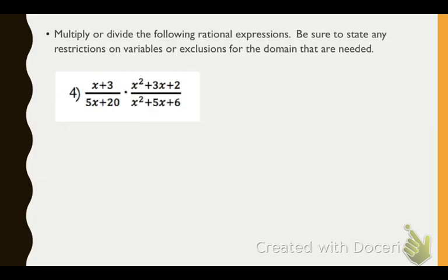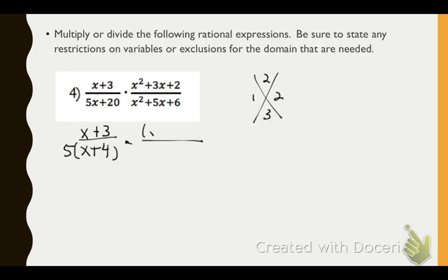Our final problem on multiplying and dividing is number 4. So I notice that my numerator in the upper left is factored, so I can just rewrite that. The denominator I can factor out a 5. Times, here I have a trinomial, so I can see what two numbers will multiply to give me 2 and add to give me 3. So that would be 1 and 2. So this will factor as x plus 1 times x plus 2.